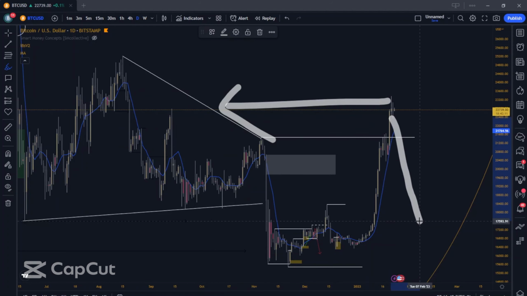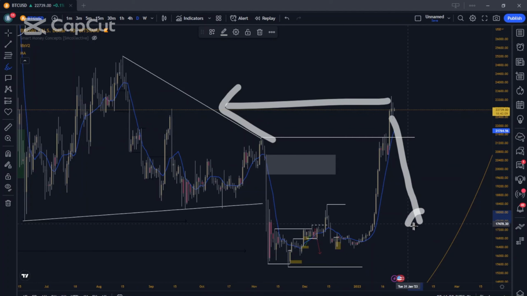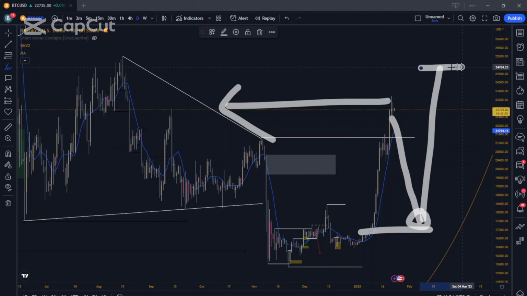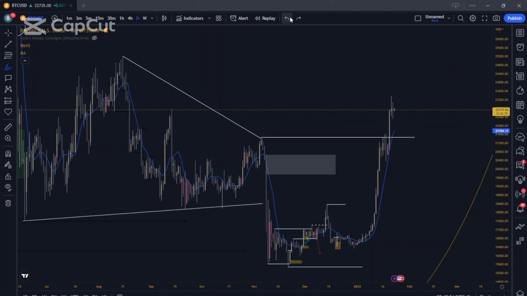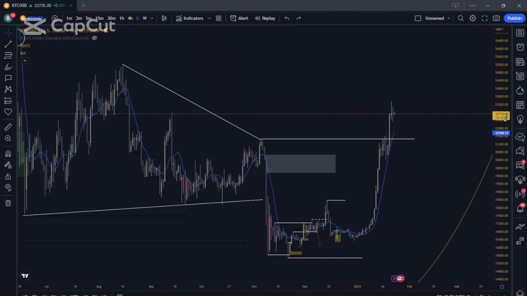So I'd expect some sort of pullback. Depending on what happens with the dollar, this is a crucial moment right here for Bitcoin. It might retrace, break structure up here. If it breaks this down here, then I think it's going down. But all of this momentum we've seen on Bitcoin is just the dollar absolutely eating it. And also, a lot of news.